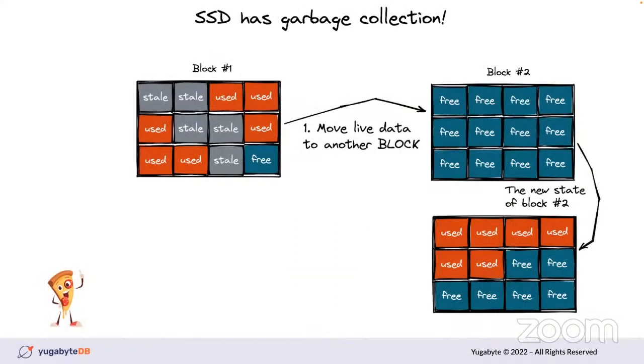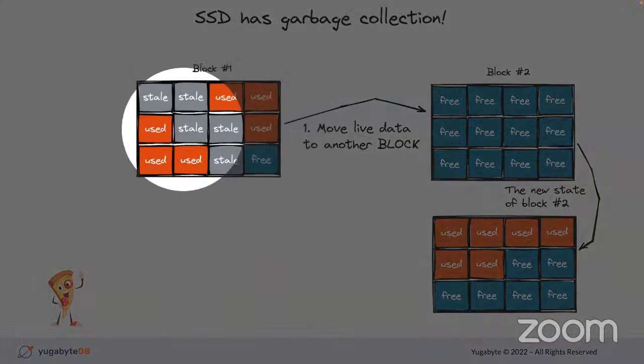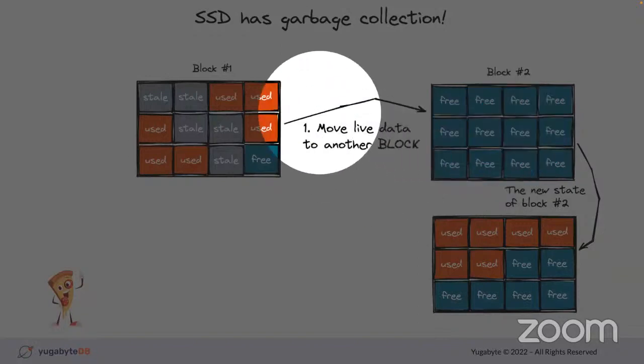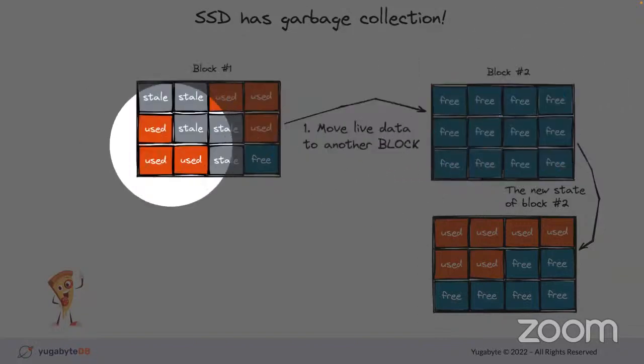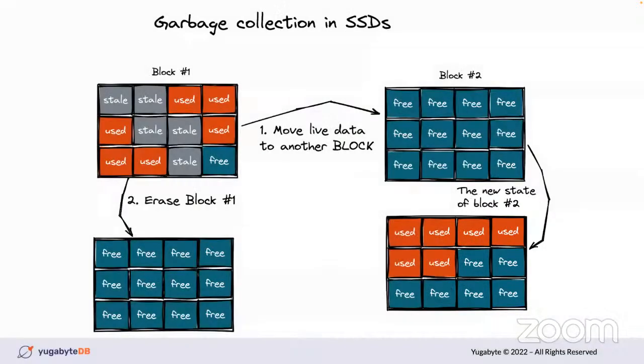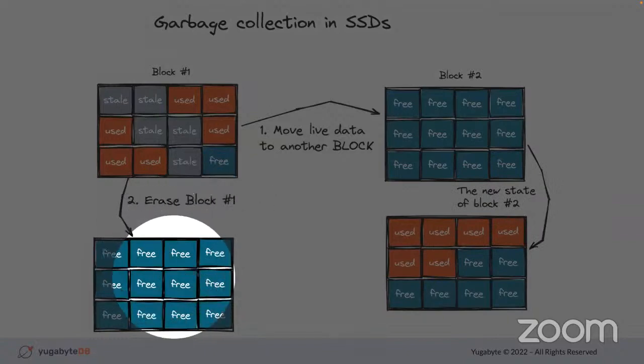So the SSD garbage collection process is extremely simple. First, the SSD controller says, let's say I need to clean this block because there is a lot of stale data. The SSD finds a block with free pages, and it will move all the live data to this block. So all these live pages will be moved to block number 2. That's going to be the state of block number 2. And once all this live data is moved to block number 2, block number 1 is erased completely. So this is how it works.